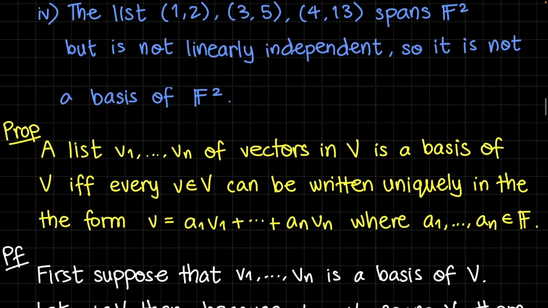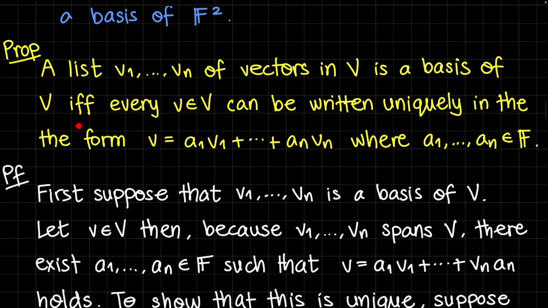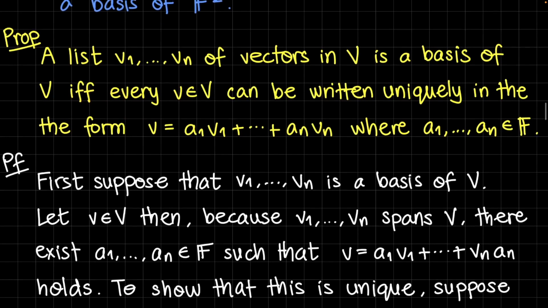Now a proposition, because we have a definition, we will try to show how other conditions are equivalent to that definition. So a list v1 through vn of vectors in V is a basis of V if and only if, here's the equivalence condition, every v in the vector space can be written uniquely in the form v = a1 v1 + ... + an vn, where the scalars a1 through an all belong to the field. Since we have an if and only if, we need to prove both directions. Let's start with one direction.